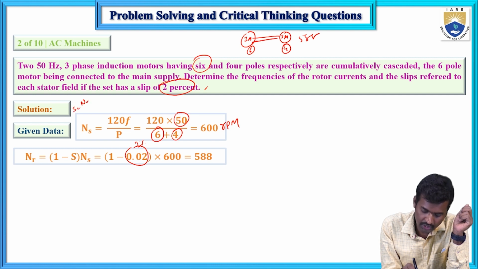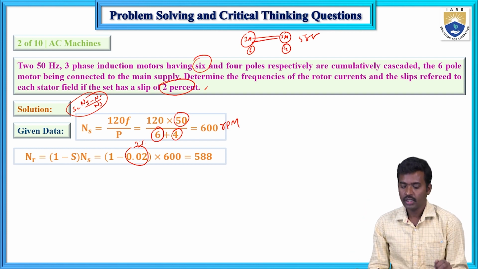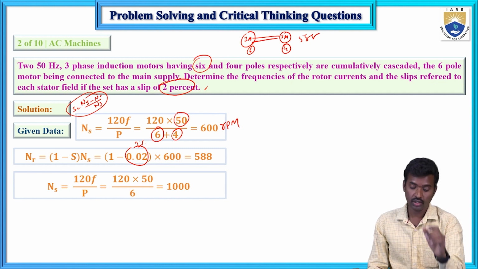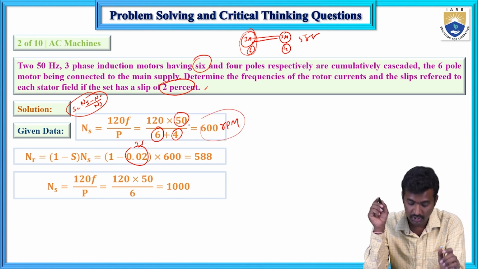S equals NS minus NR divided by NS. From this formula, 588. Now determine the frequency of the rotor currents. For rotor currents and slips, first determine the synchronous speed of each motor.